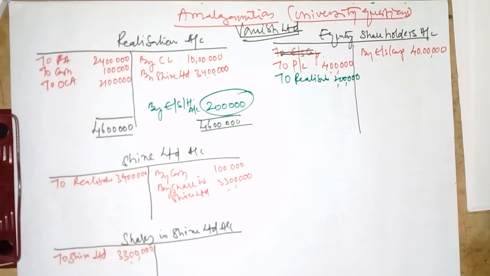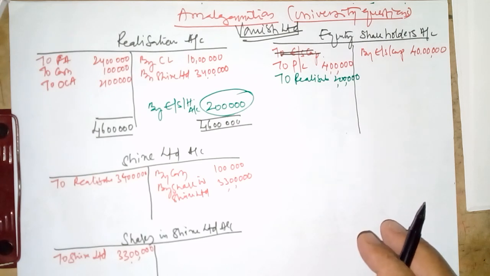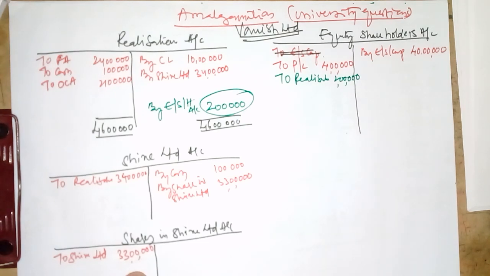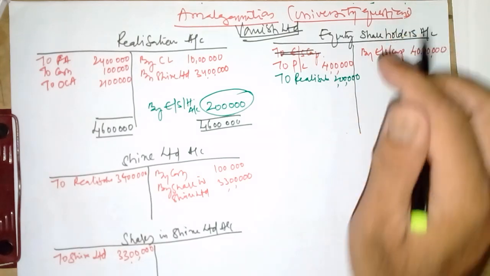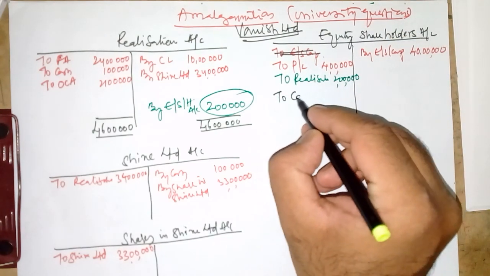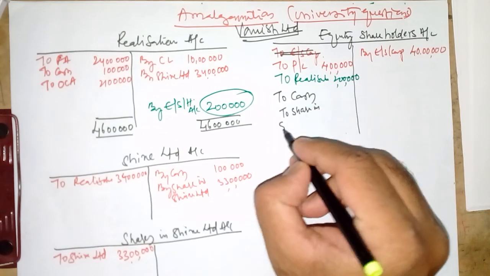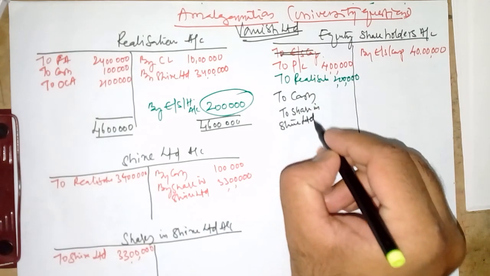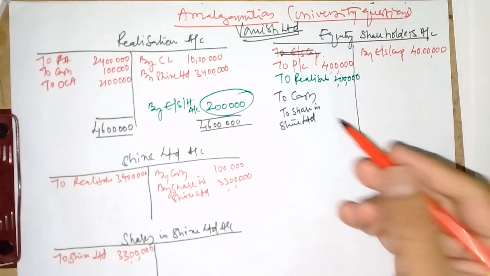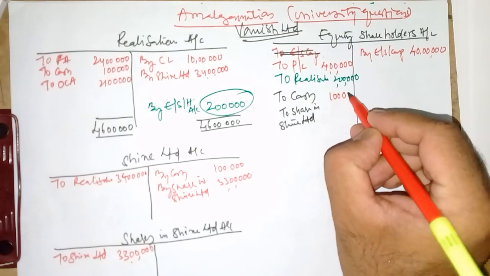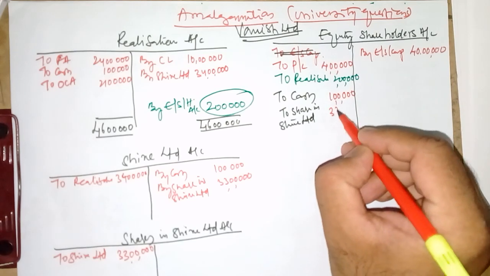Once this entry is done, now what we have to do? Realization is done. Next, payment to equity shareholders. What we have to pay? We have 2 things to make the payment. One is cash, another one is shares in Shine Limited. So the entry would be equity shareholders account debit to cash, to shares in Shine Limited. How much is the amount? Cash amount is 1 lakh. Shares in Shine Limited is 33 lakhs.